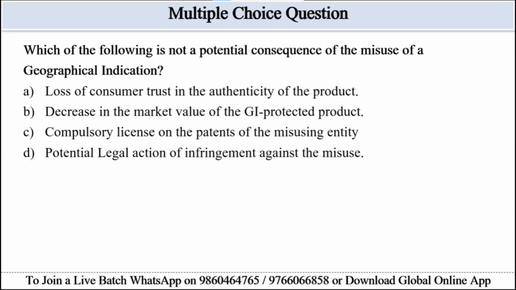In case of option D, potential legal action of infringement against the misuse, this one is also a consequence of a misuse of a GI because legal action and infringement remedies are standard. Hence option C, compulsory license on the patents of a misusing entity, is not a consequence because compulsory license on patents is unrelated to GI misuse. Hence option C will be the correct answer here.